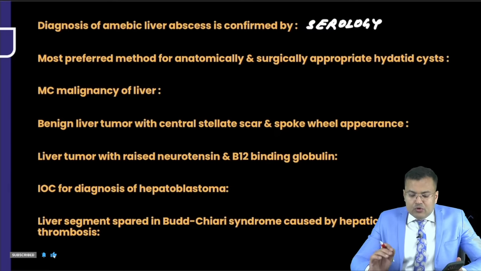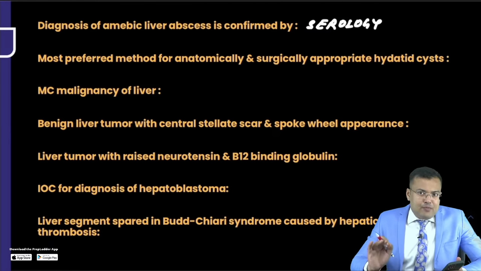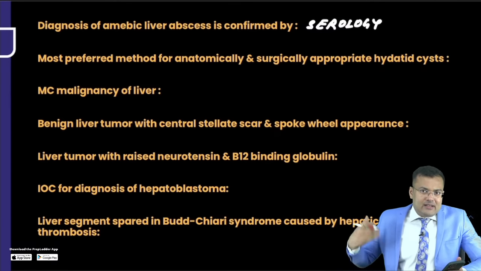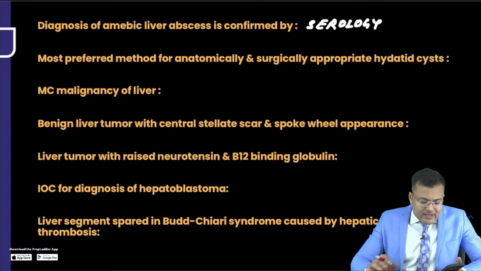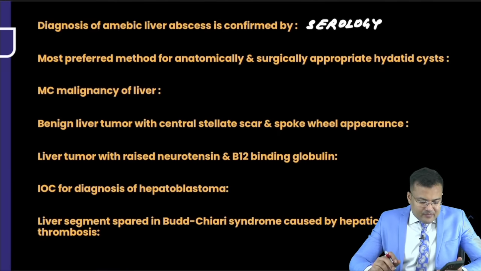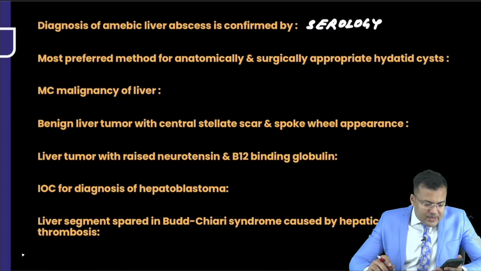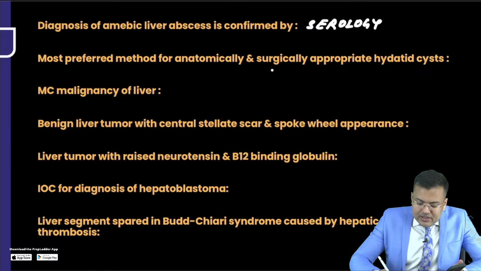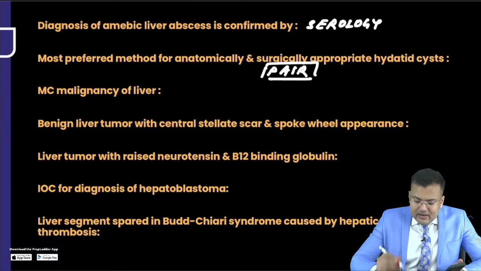Next question. Most preferred modality for anatomically and surgically appropriate hydatid cyst. Tell me, guys. Yes, it is PAIR. Aparna Keshari, Campylobacter, Salmonella, Ankit Gujjar, Pawan Kumar, Bhargavi, Virendra Yadav, Deepak Shahu, Vrushalu, Neha Malharia, all of you are correct, guys. It is PAIR: puncture, aspiration of content, instillation of scolecidal agent and re-aspiration.